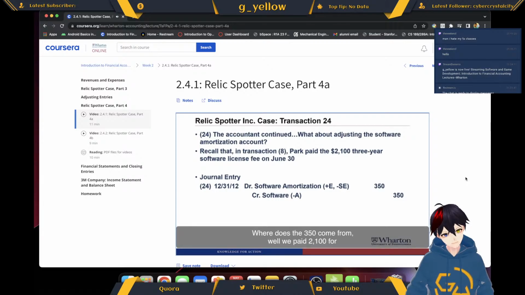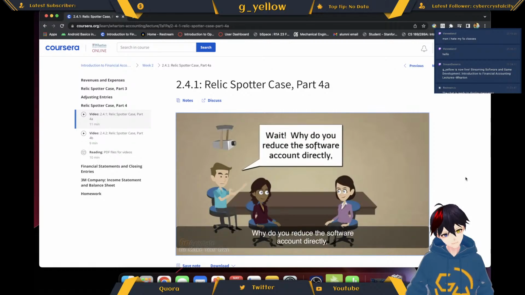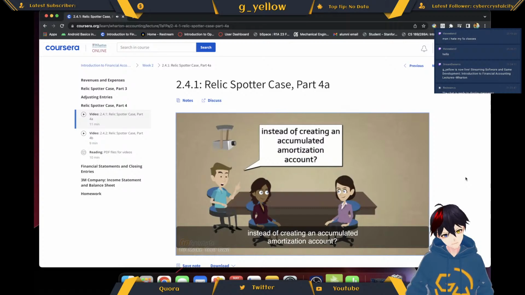Where does the $350 come from? Well, we paid $2,100 for a 3-year license, so that's $700 per year of amortization. It hasn't been a full year, so we take half a year of that to get $350. Wait, why do you reduce the software account directly instead of creating an accumulated amortization account?